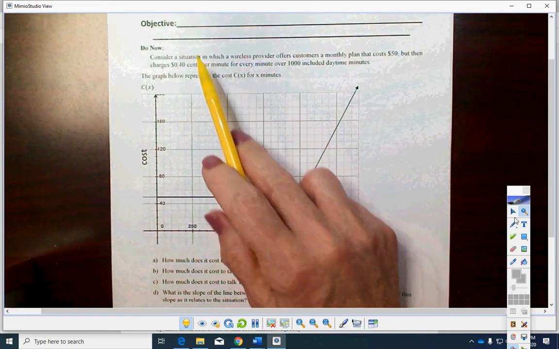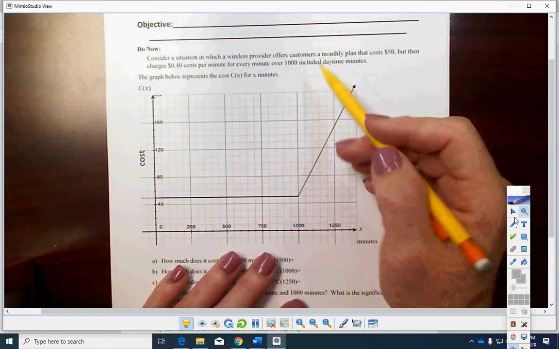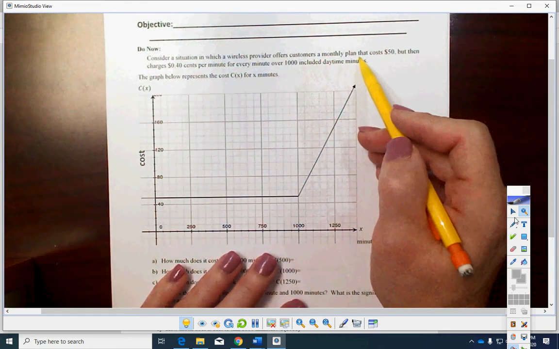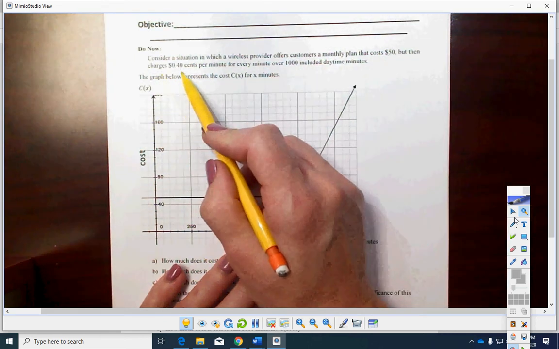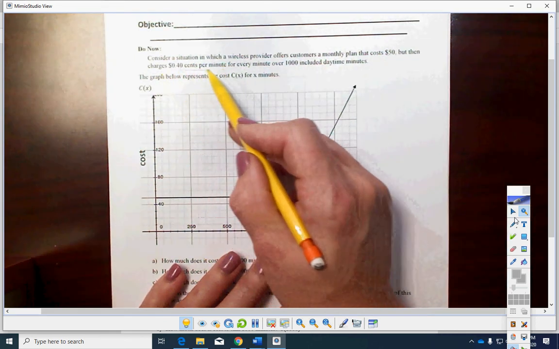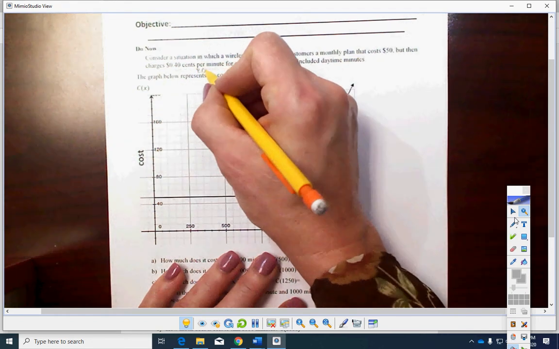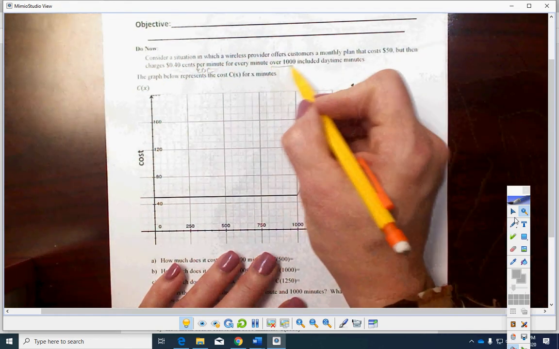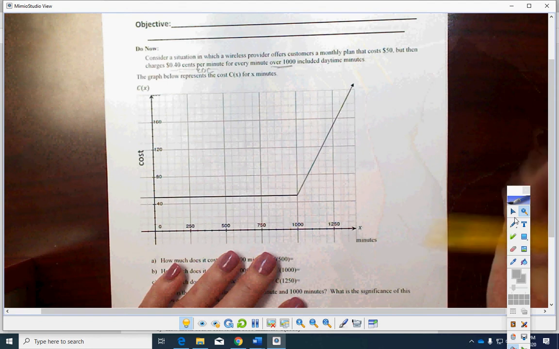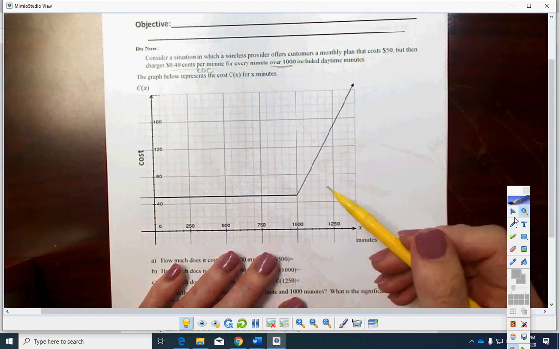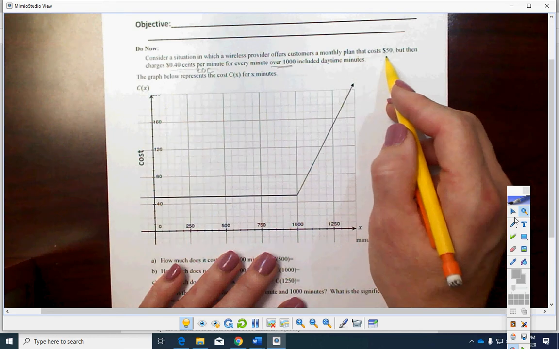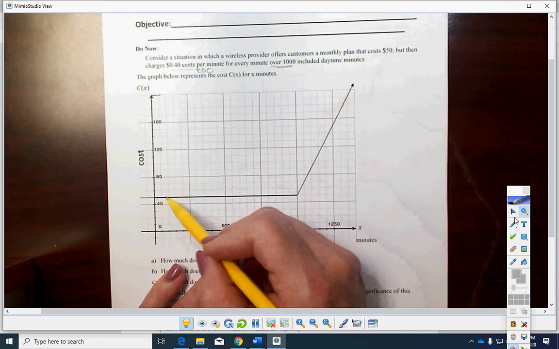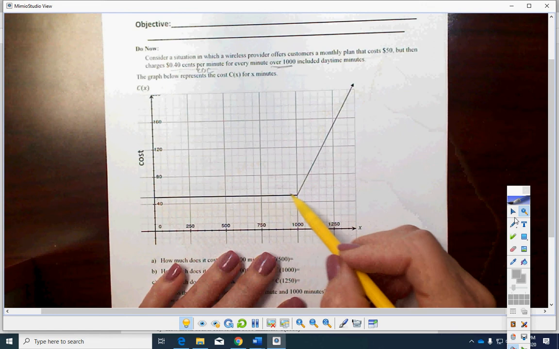So we have a situation in which a wireless provider offers customers a monthly plan that costs $50, but then charges 40 cents per minute, so it's like a rate of change, for every minute over 1,000. And the graph below shows this. If you pay just $50, it makes sense that it's a horizontal line. For all these minutes, it's $50.